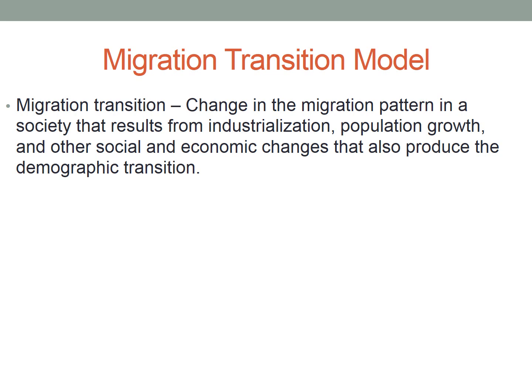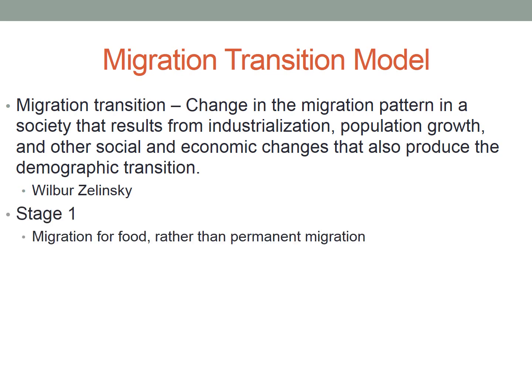So remember, what major event moved those core countries from stage 1 to stage 2? Started the process of industrialization. That's right, the Industrial Revolution. So that same kind of thing started the migration transition model. And we talked a little about this in chapter 2, but now we're going to get into the details of this. The name that you absolutely need to associate with the migration transition model is Wilbur Zelinsky. It's a name that you're going to need to know. And what Zelinsky said is that in stage 1, people are moving for food rather than for permanent migration. Now, this could be nomadic hunter-gatherers. It doesn't necessarily have to be, though.